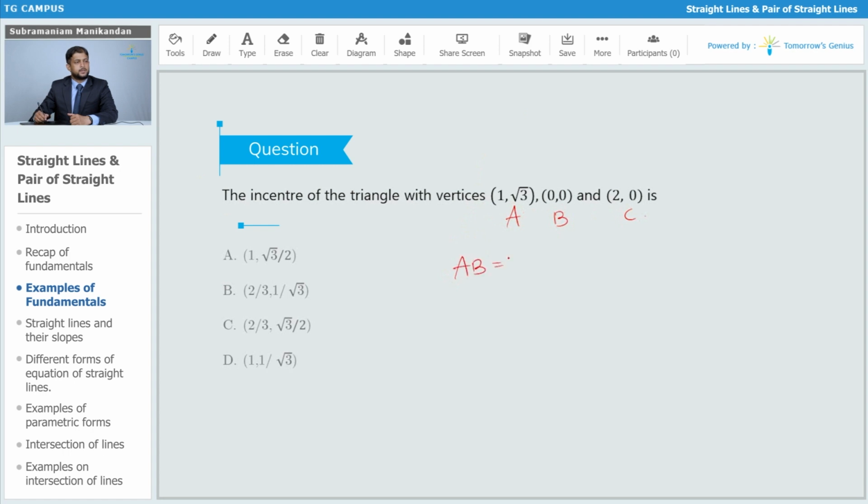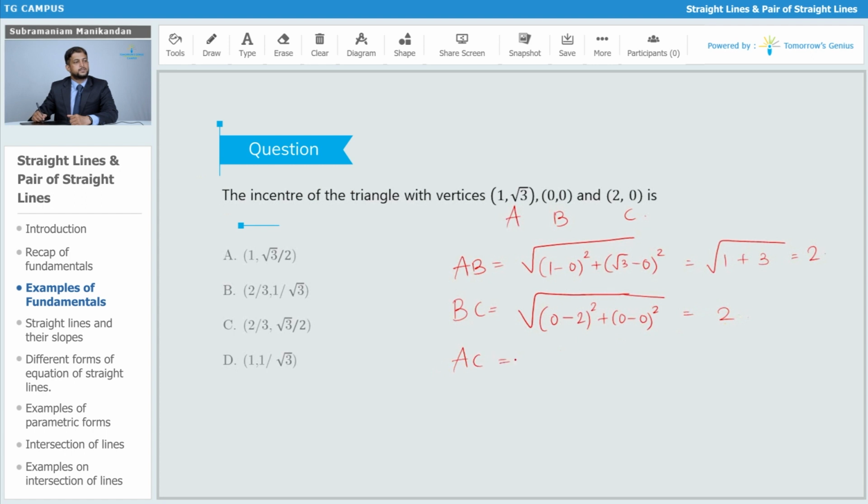AB given by distance formula will be 1 minus 0 the whole square plus root 3 minus 0 the whole square. So that will be square root of 1 plus 3. So therefore that will be equal to square root of 4, which is equal to 2. BC be given by 0 minus 2 the whole square plus 0 minus 0 the whole square, and that's given by 2.